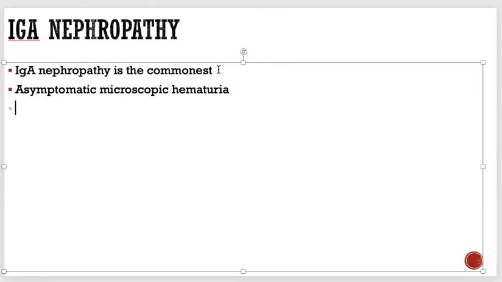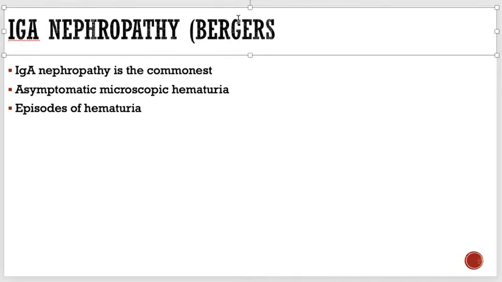Or sometimes they have some episodes of macroscopic or visible hematuria. So this is what the presentation is like. Now, IgA nephropathy most of the time results after infection. Twelve to 72 hours after infection, this condition starts its symptoms. IgA nephropathy is also called Berger's disease. Okay, this is the other name, Berger's disease.